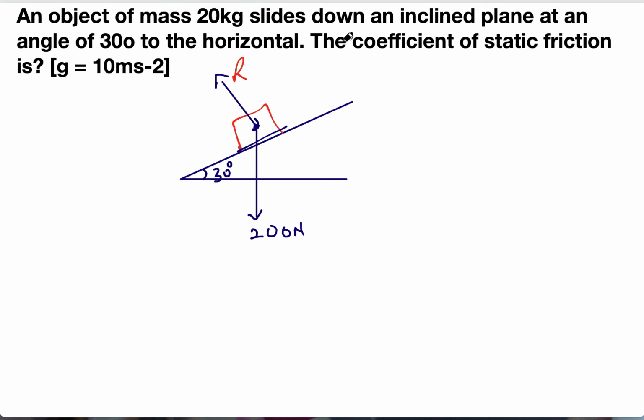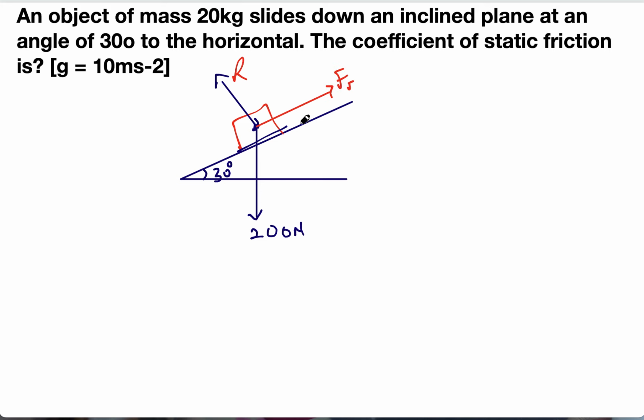What other information do we need here? Sliding down, and we are looking for the coefficient of static friction. That implies that this surface is not a smooth surface. What will be the direction of our frictional force? The direction of frictional force is always opposite the direction of motion. Please take note. So if it is sliding down, the direction of friction will be going upward. Let me denote frictional force with Fr.